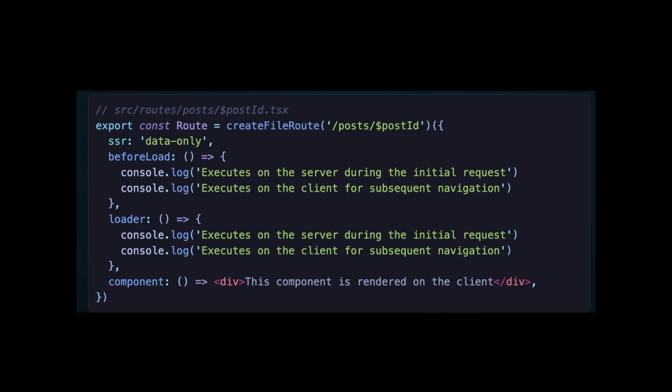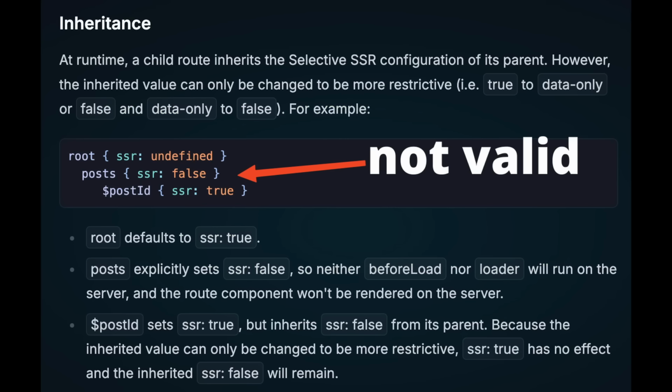The data loaders will follow the same pattern as SSR being enabled, but the component will be rendered on the client. The last important thing to know about SSR and Tanstack Start is that child routes inherit SSR behavior from the parent. With selective SSR, changes to the SSR configuration can only become more restrictive. So if the parent has SSR set to false, the child route will not be able to be server-side rendered.